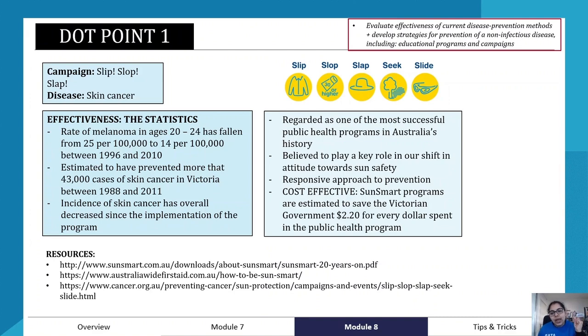It's not quick. It is estimated to have prevented more than 43,000 cases of skin cancer in Victoria between 1988 and 2011, and incidence of skin cancer has overall decreased since the implementation of the program. And it's the idea that overall it has decreased, and prevention is always better than cure. So the program has indeed worked. It is regarded as successful. It is believed to play a key role in our shift in attitude towards sun safety, and it's cost effective as well.